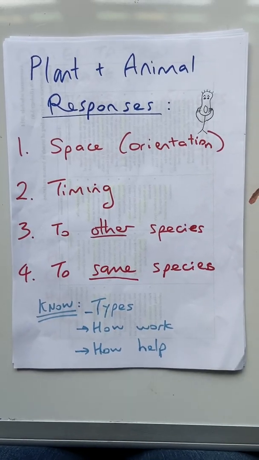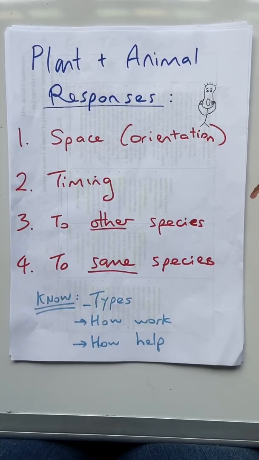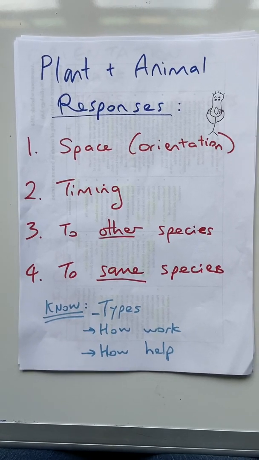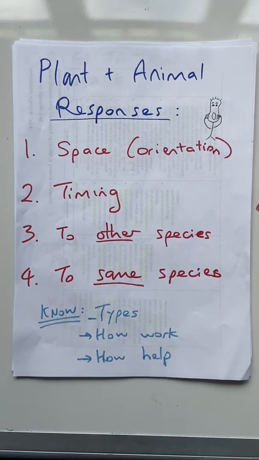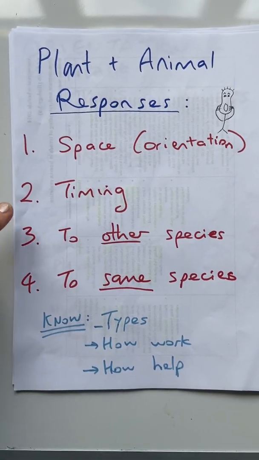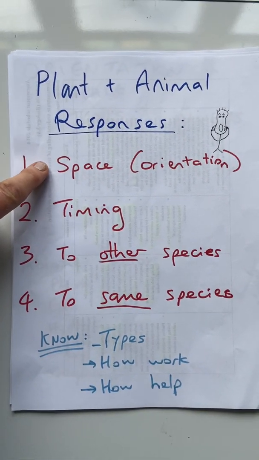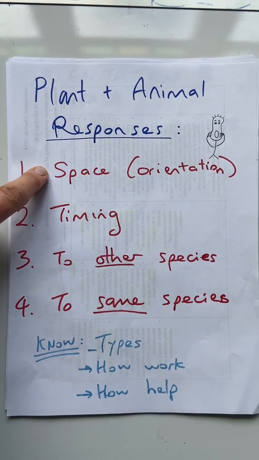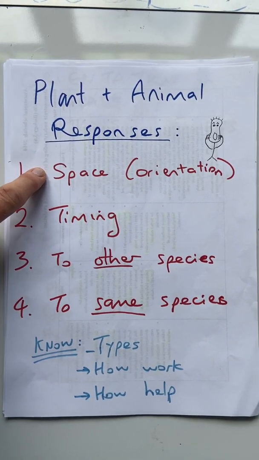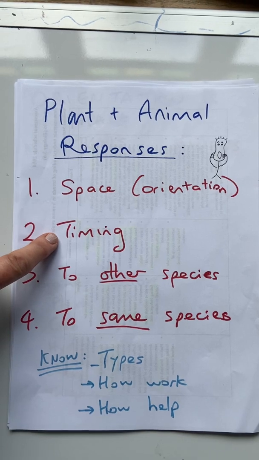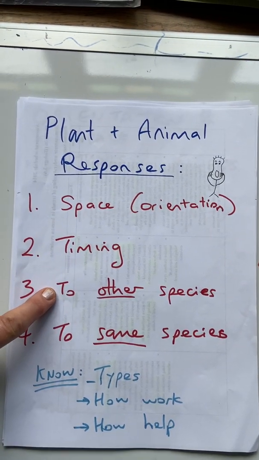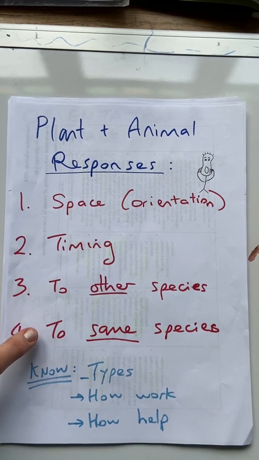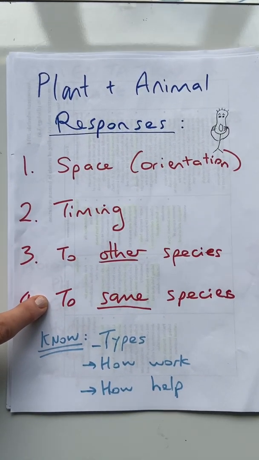Kia ora. This is my video on plant and animal responses, a big overview of the key concepts in hopefully 10 short minutes. So it's divided into 4 different parts. There's orientation in space, that plants and animals might respond to something by moving themselves. They respond with timing of the activities. They respond to other species, and they have responses to members of the same species.